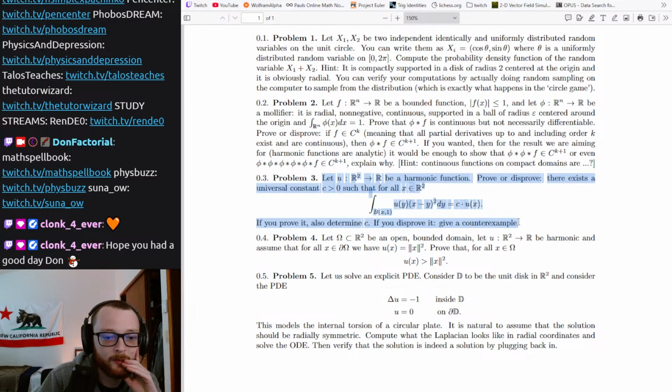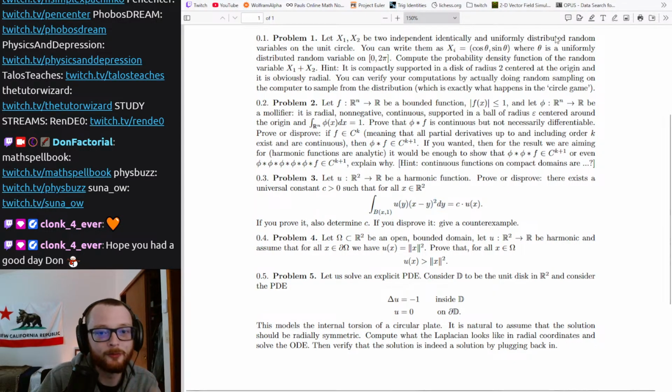This is the main one that I've been trying to think about from this homework. I just don't know enough about what an integral over a ball actually is.